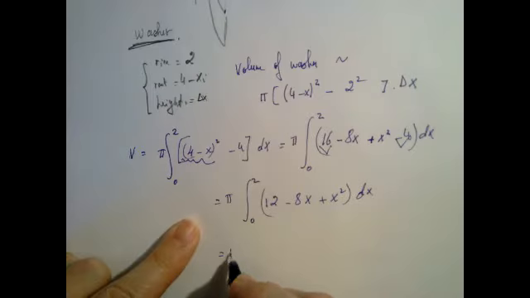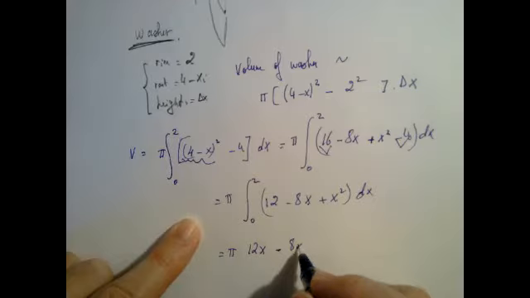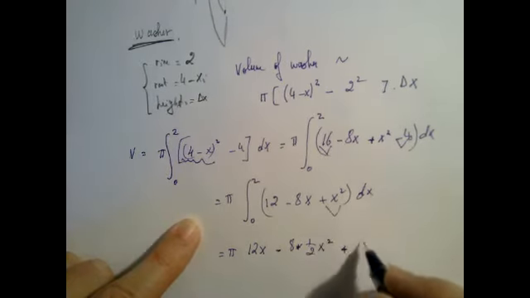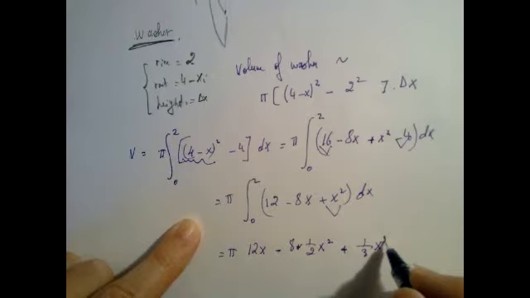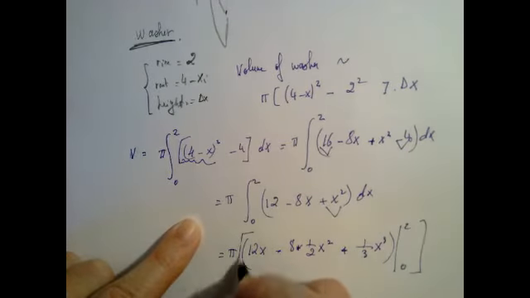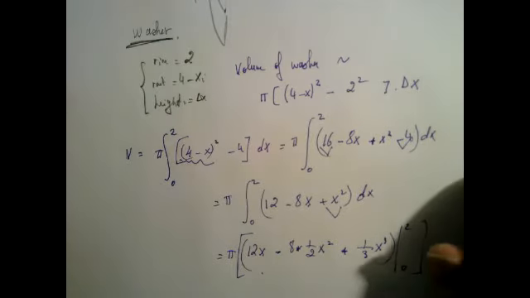And the last step is to find the antiderivative, which is easy in this case. 12x, minus the antiderivative of 8x, which is 4x squared, plus the antiderivative of x squared, which is 1/3 x cubed. The whole thing between 0 and 2. Okay. Any question?